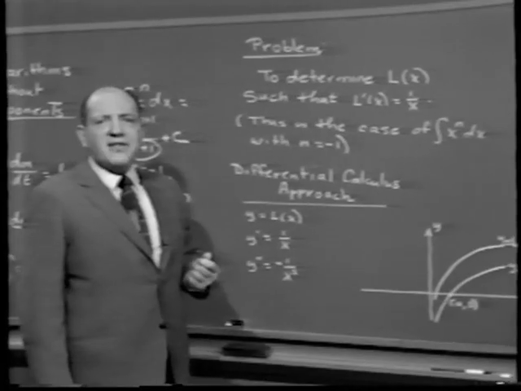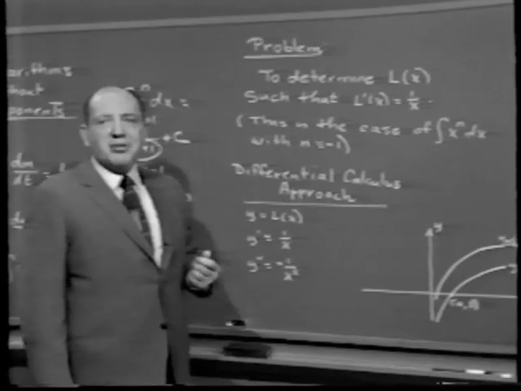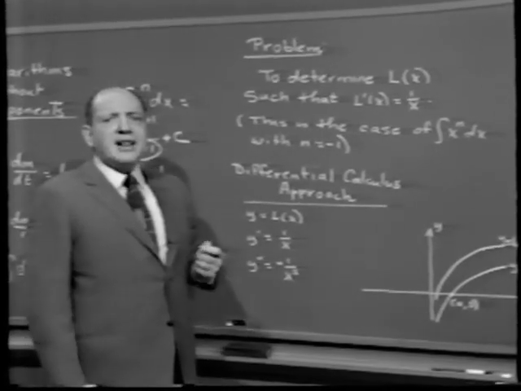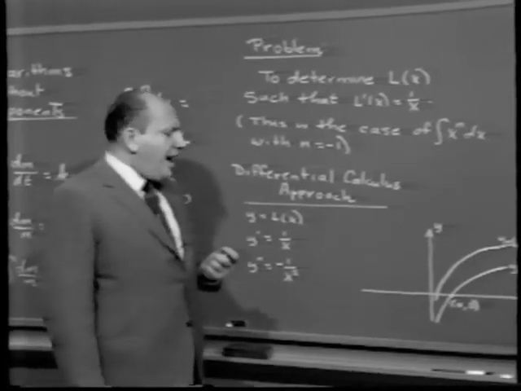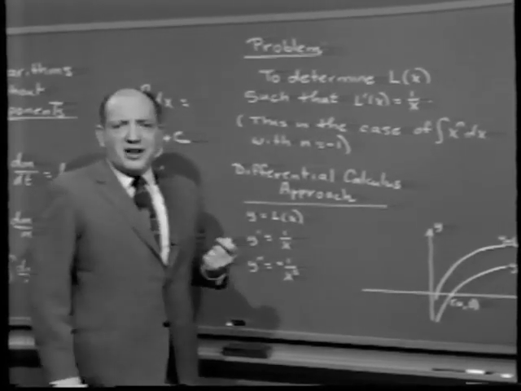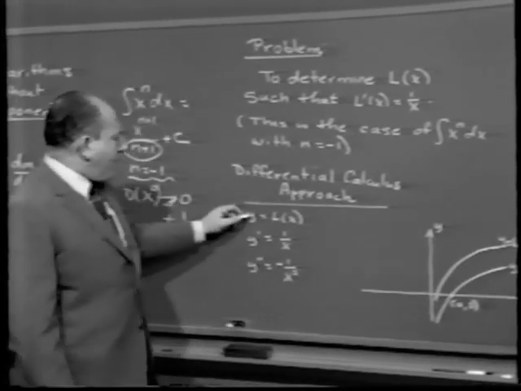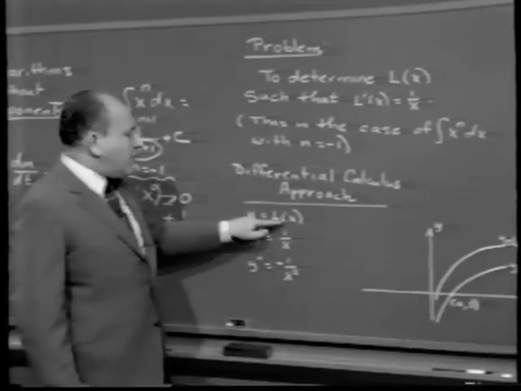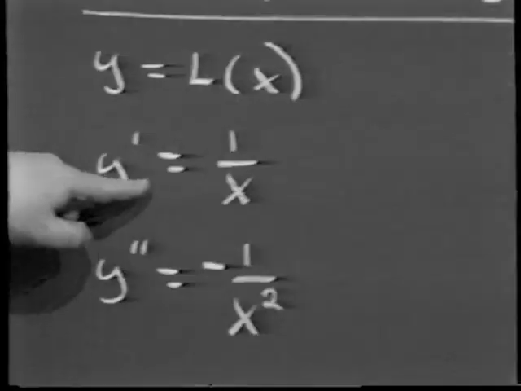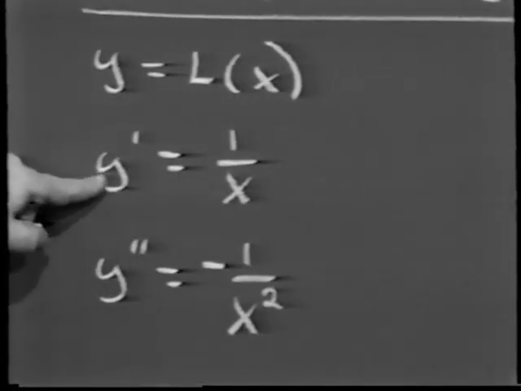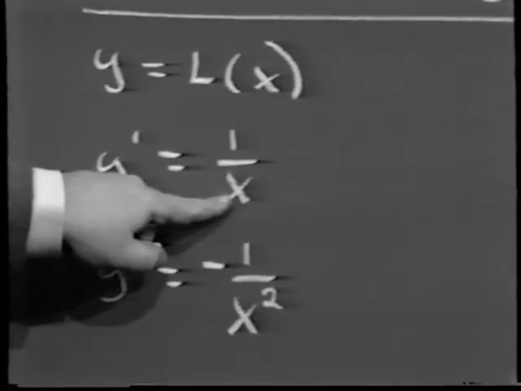In other words, we must leave it in the form integral dm over m equals kt plus a constant. Well, at any rate, let's see what such a function, capital L of x, must look like. I'm going to utilize both the differential calculus approach and the integral calculus approach. By differential calculus, assuming that y equals L of x, what do we know about the function y? By definition, we've defined it to be that function whose derivative is 1 over x. So we know its derivative is 1 over x.